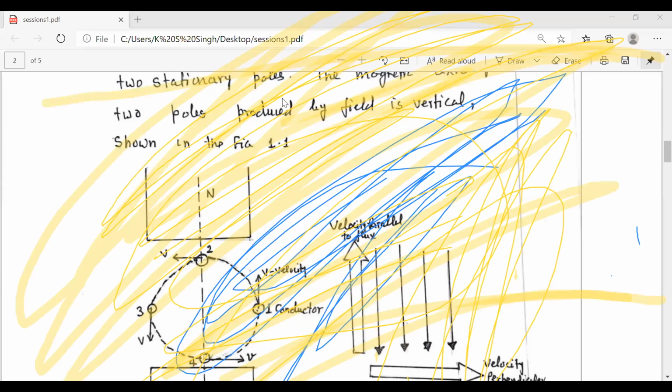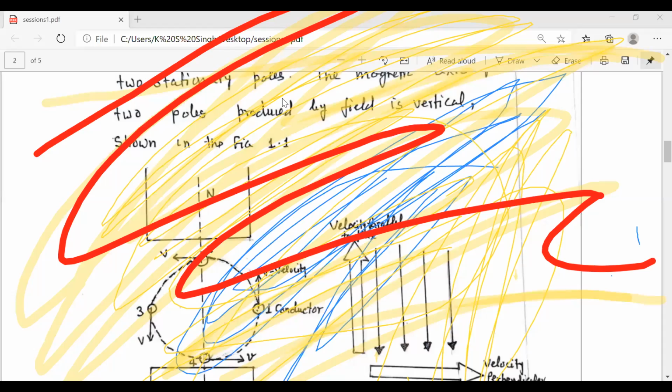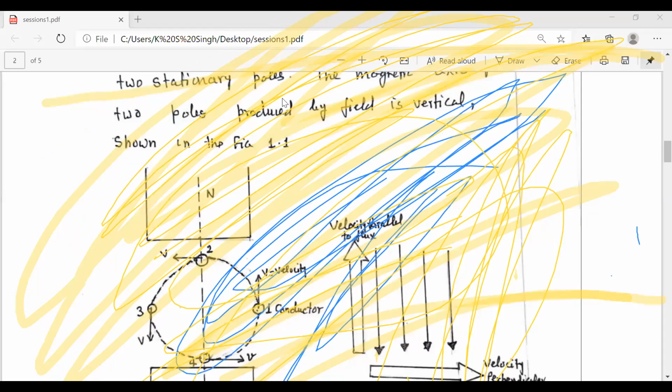At position 1, the flux line, you see that the conductor is moving in the upward direction with velocity v. Because this is a two-pole machine, this is the north pole and this will be the south pole. The direction of flux will be from north to south pole as shown in this figure, and the conductor is moving in this direction.